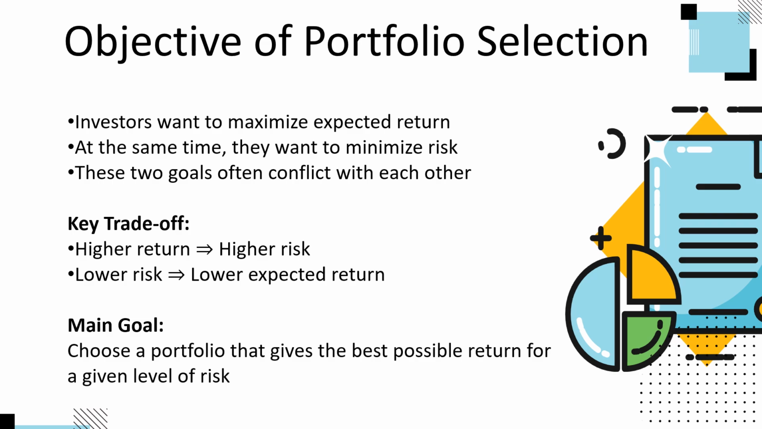In the first slide, we will see the objective of portfolio selection. The main objective of an investor is to maximize expected return while minimizing risks. However, these two objectives often conflict with each other. High return usually comes with high risks, while lower risk is associated with lower return. Therefore, investors aim to select a portfolio that provides the best possible return for a given level of risk.